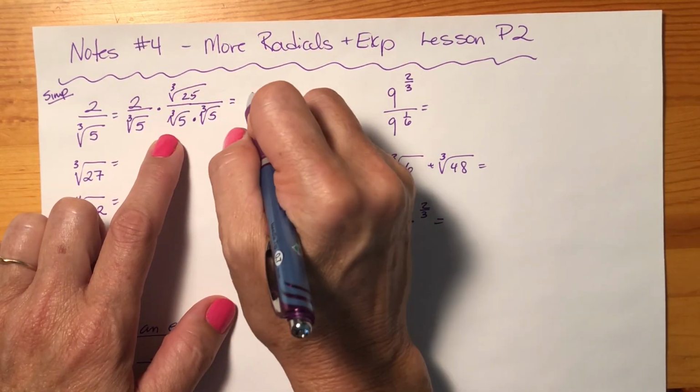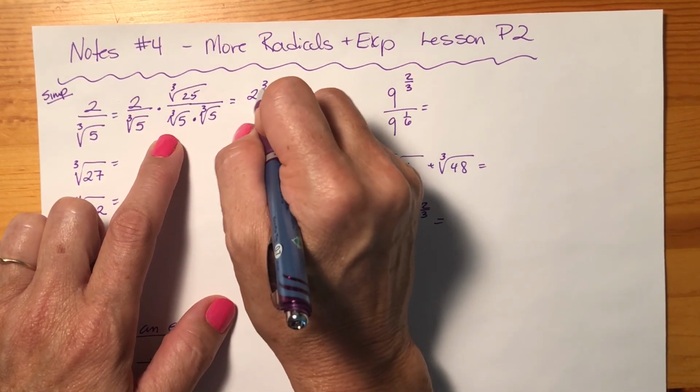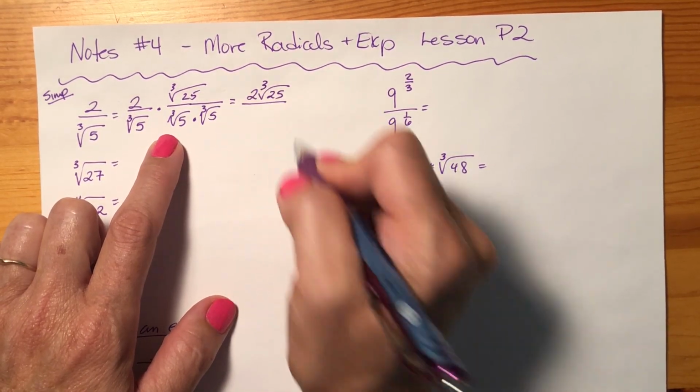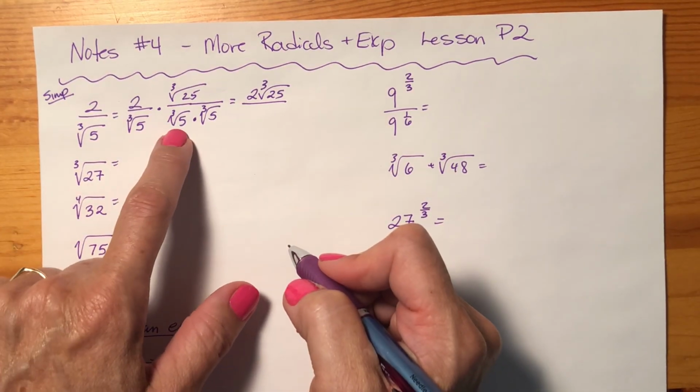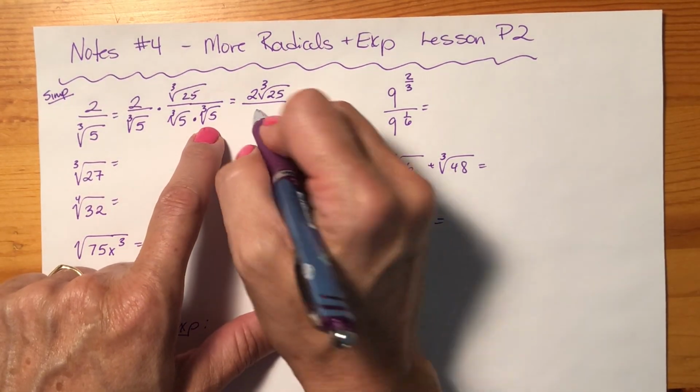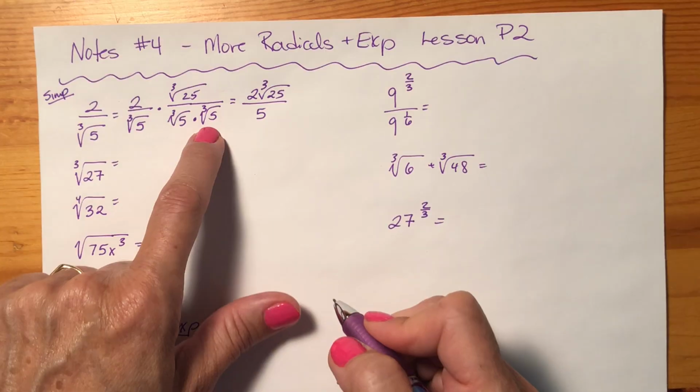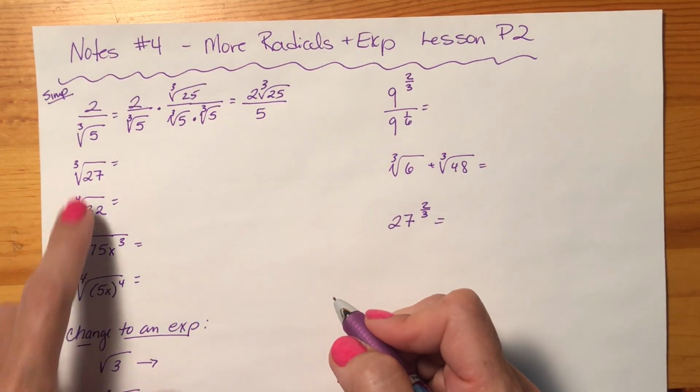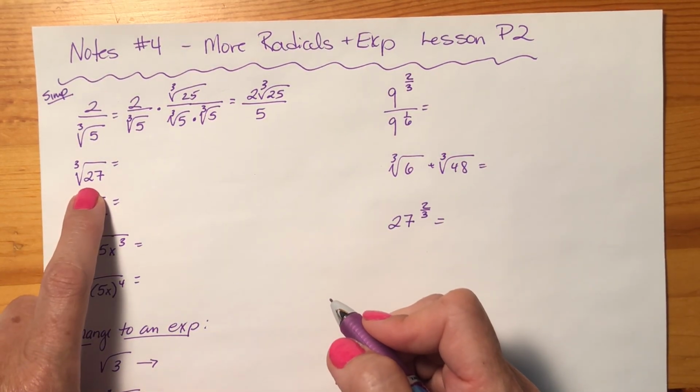Go ahead and multiply your numerator. So it's 2 times the cube root of 25 over my denominator. So I've got the cube root of 5 times the cube root of 5 times the cube root of 5, which is, of course, just plain old 5. Okay, so that's good. I've got the cube root of 27 here.